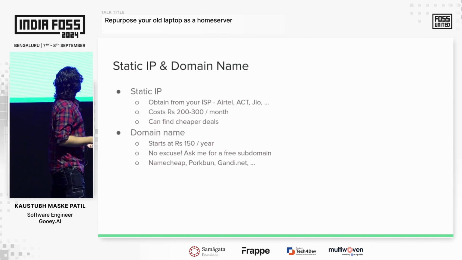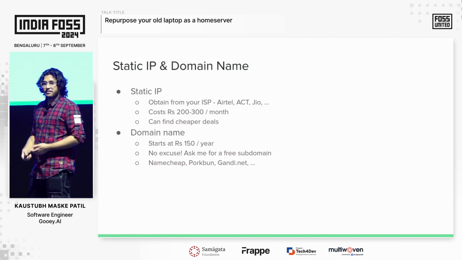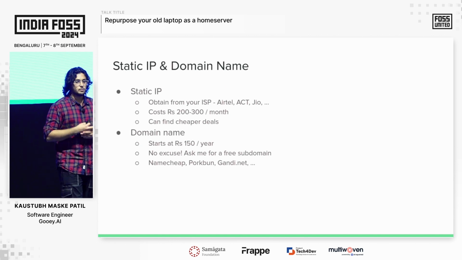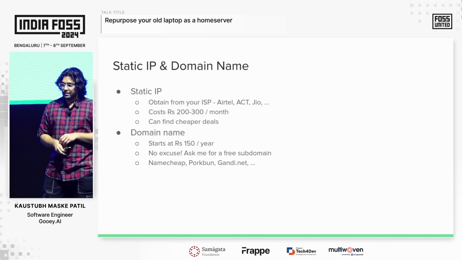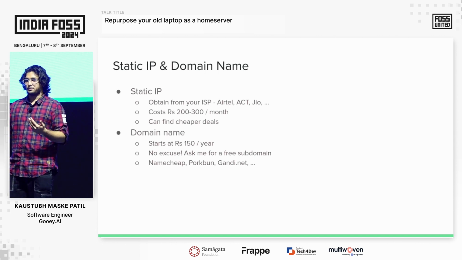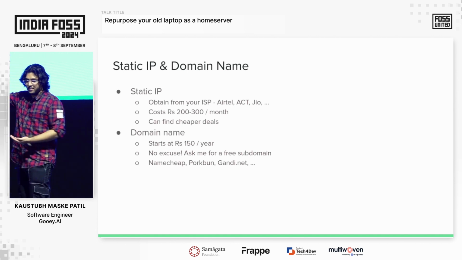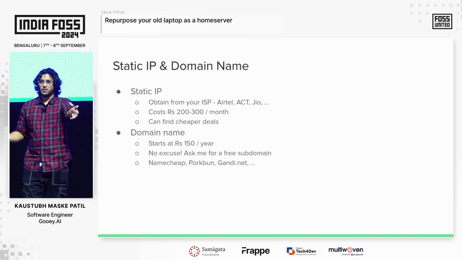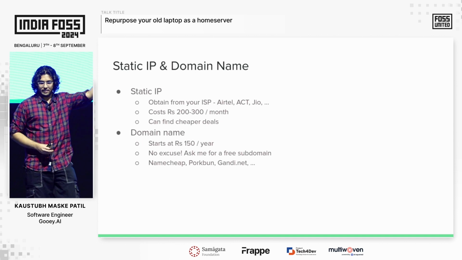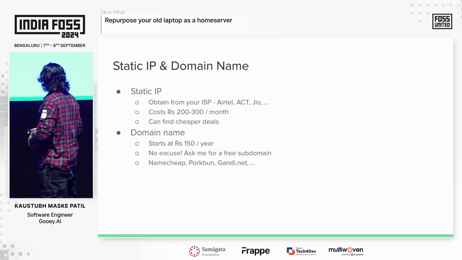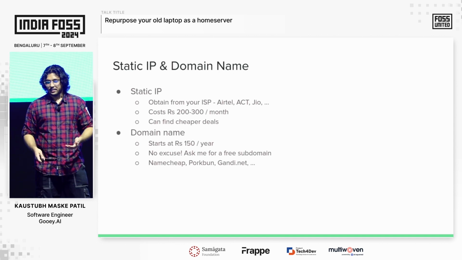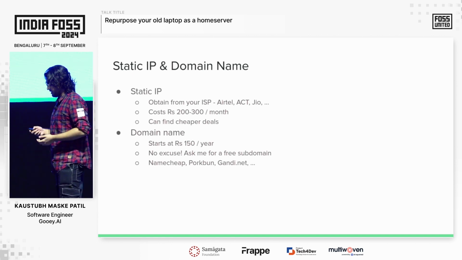But yeah, static IP and domain name. A static IP you can obtain from your ISP, Airtel, ACT, Jio, whatever you use. I was getting it for 200 rupees a month a few months ago. Now Airtel hiked it to 300 a month, but I'm sure you could find cheaper deals. Domain names start at about 150 rupees a year, but then you can go as high as you want. But if you don't want to buy one, you can also just reach out to me. So again, no excuse. You ask me, I'll give you a free subdomain and you can do whatever you want with it. And yes, these are some domain name providers that you can go to: Namecheap, Gandhi, there's Cloudflare, and a few others. There are a lot of them.